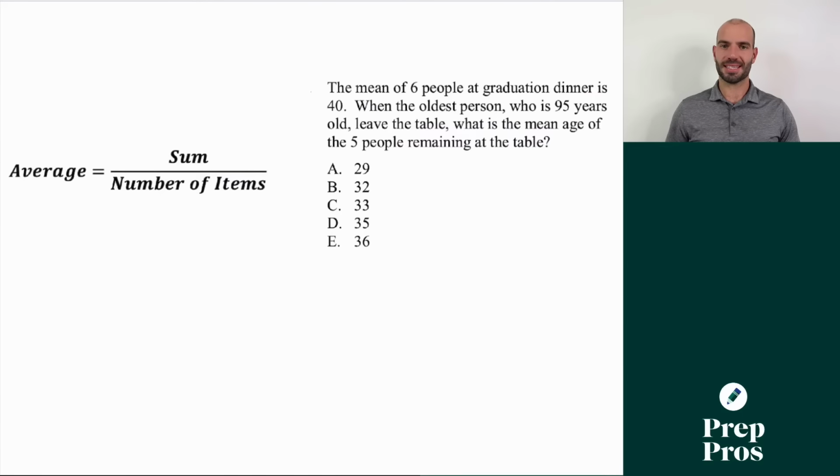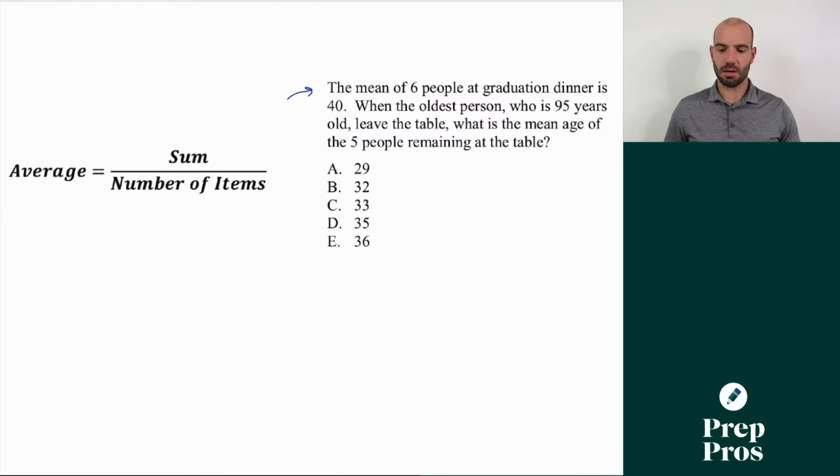Students also often get stumped by averages questions. While averages seem simple, the way the ACT presents it can be tricky. So what about something like this right here? It says the mean age of 6 people at a graduation dinner is 40. When the oldest person, who is 95 years old, leaves the table, what is the mean age of the 5 people remaining at the table?